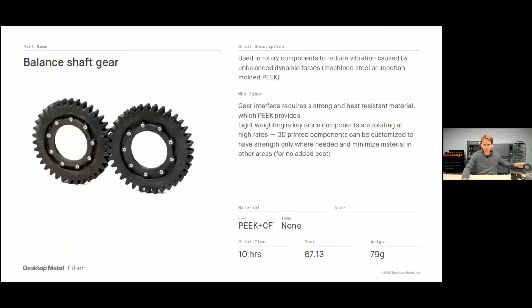Balance shaft gears, part you're seeing here, these parts are used to reduce vibrations in rotating parts due to unbalanced dynamic forces. Generally, they can be machined out of steel, but we needed a part that was lighter for this application. Lightweighting was key, so we were able to print our gear. This part is very, very light. It's only 79 grams. Cost about $67, and again, can be printed in about 10 hours, printed overnight, ready for it to have it in my hands the next morning.